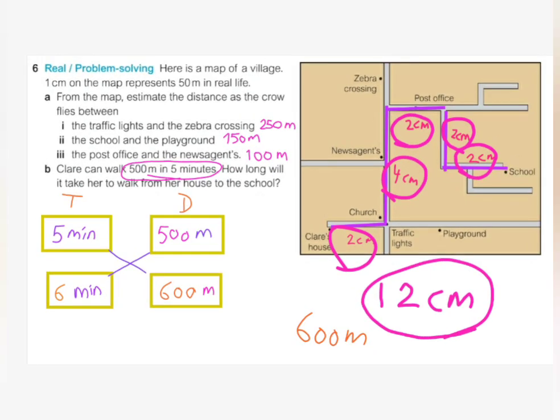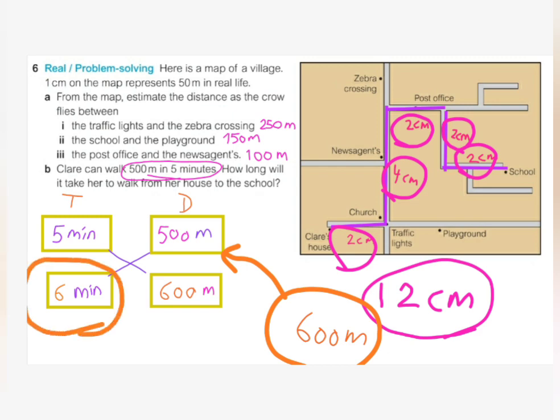And this is how we answered the question. We measured the whole distance on the map. We found that it's 12 centimeters. We turned it into real life distance by using the X method. And after that, we took the 600 meters here and we used this scale for the X method. And we found that it took her 6 minutes to walk 600 meters. And this is how you answer a question like this.